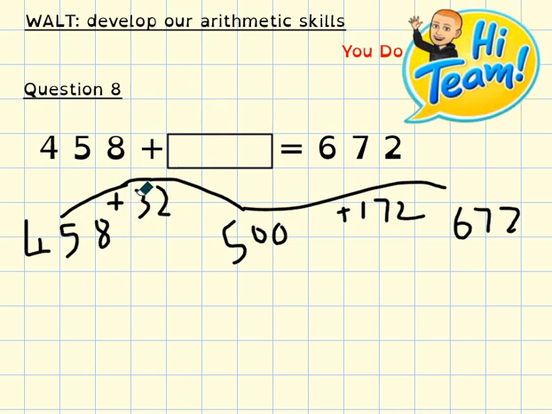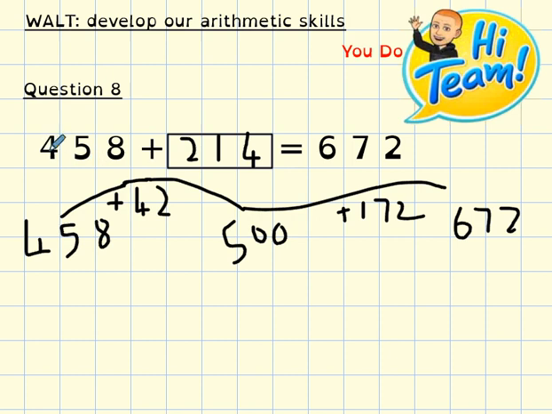Right. So I've now got 172. I add my two numbers together, which would get me to 214. Dear me. Hopefully you did that a bit clearer than I did. We got there in the end. 214 is definitely the final answer. So 458 add 214 gets to 672.